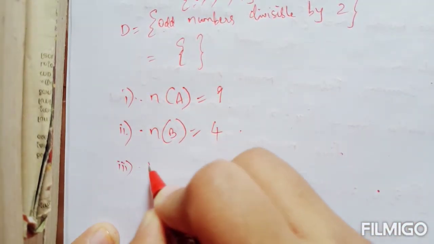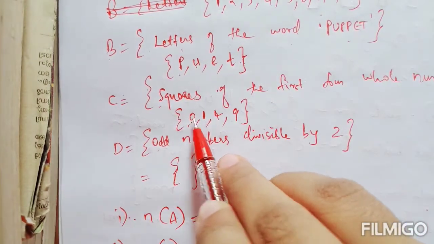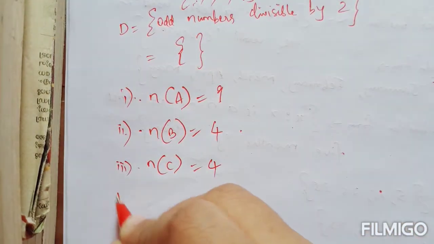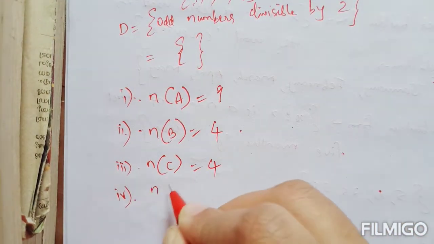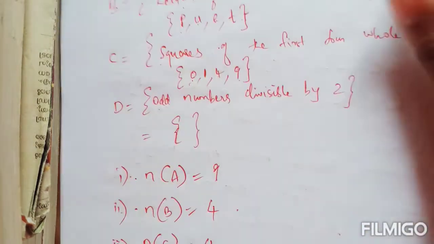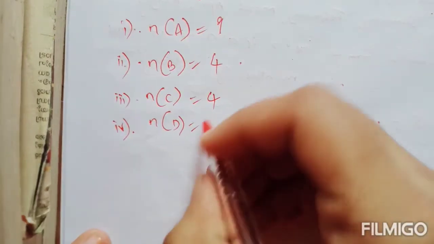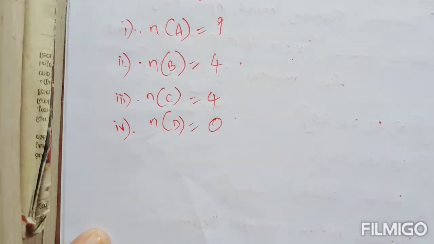Third one, n of C. How many elements are there in set C? You can count 1, 2, 3, 4. So n of C equal to 4. And fourth one, n of D. In set D, no element is there. So cardinal number of set D or n of D equal to 0.